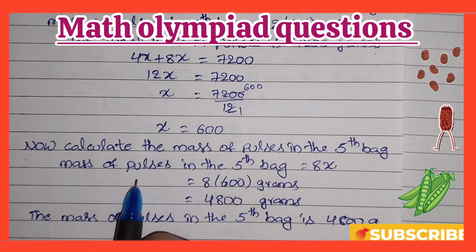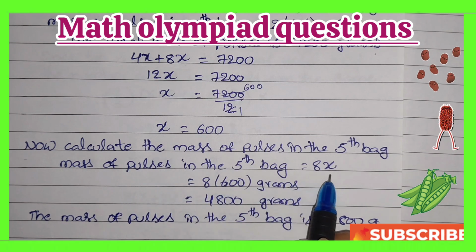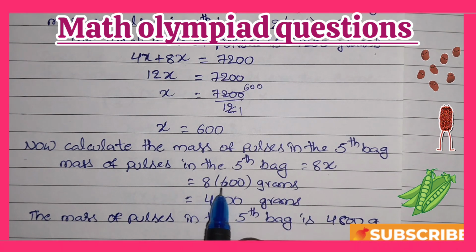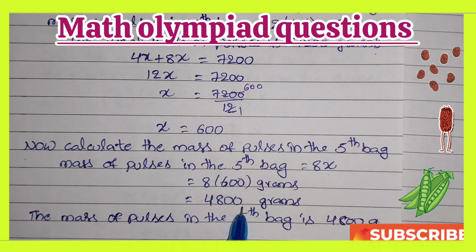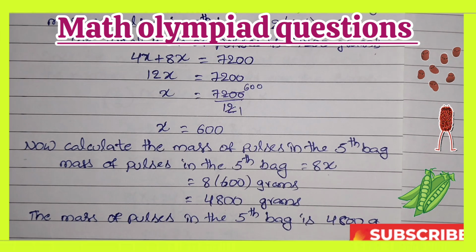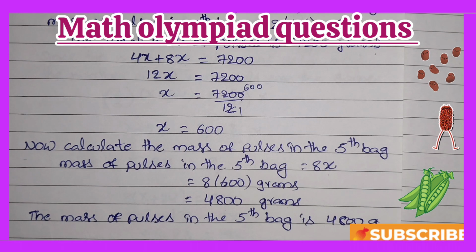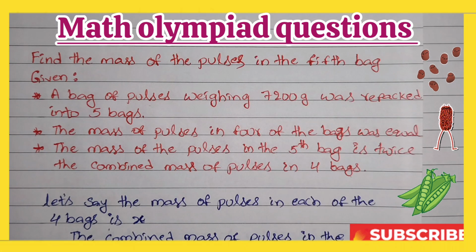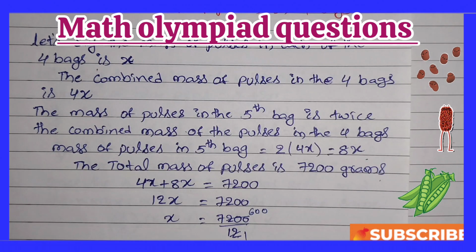Mass of pulses in the fifth bag equals 8x. 8 multiplied by 600, because the x value is 600. 8 multiplied by 600 equals 4800 grams. The mass of pulses in the fifth bag is 4800 grams. To recap, let's take a quick look at the entire solution one more time.